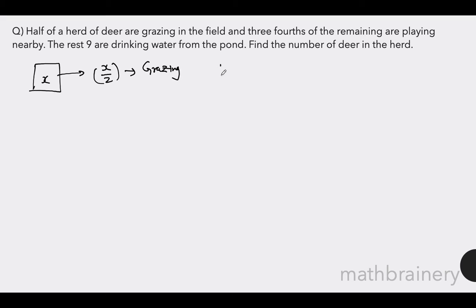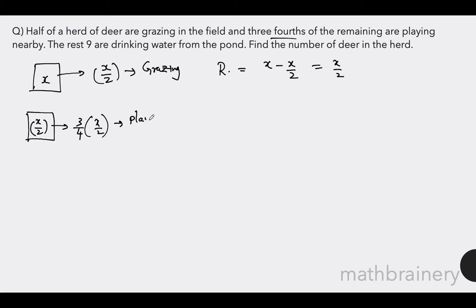Okay. So now how many are remaining now? Remaining will be x minus x by 2, which is x by 2. So now we have x by 2 number of deer in the herd. Out of this x by 2, 3/4 of the remaining are playing nearby. So 3/4 of this x by 2 are playing nearby. Now how many are remaining? What is first of all 3/4 of x by 2? It is 3x by 8.